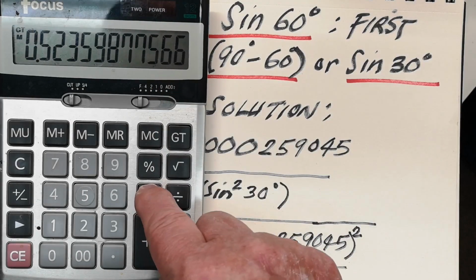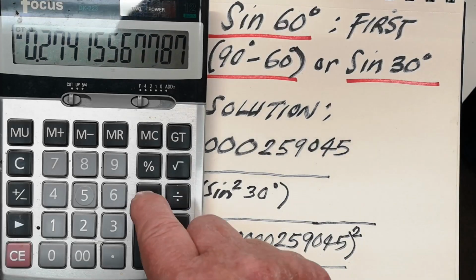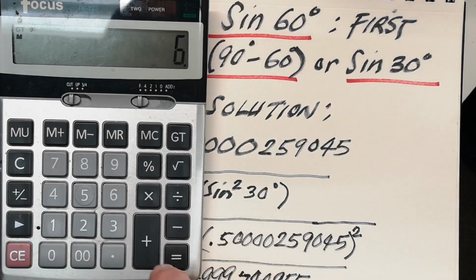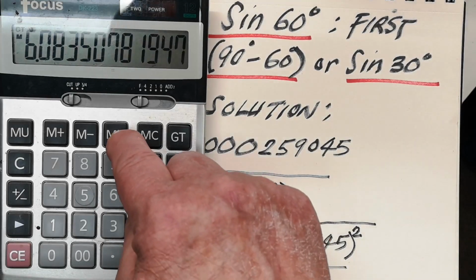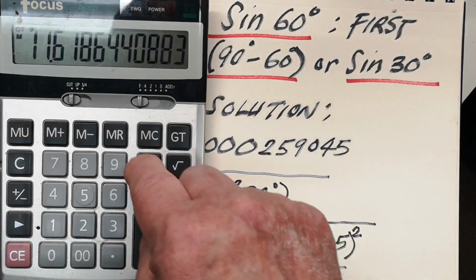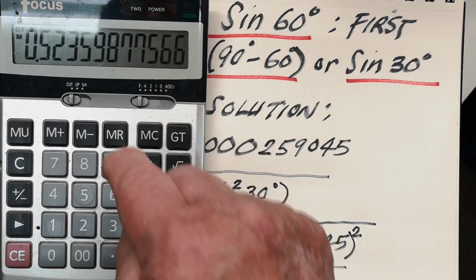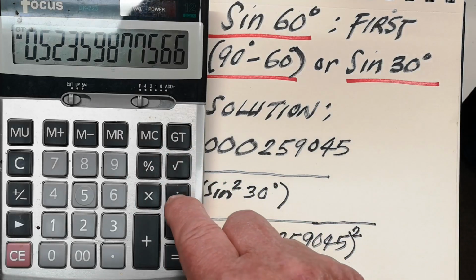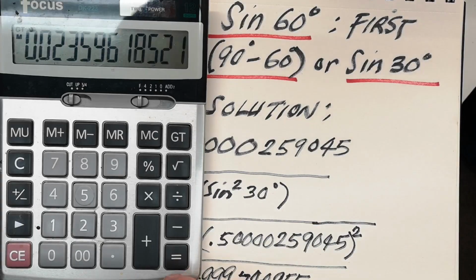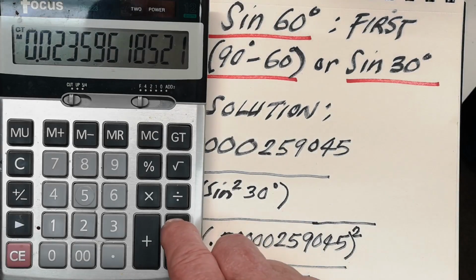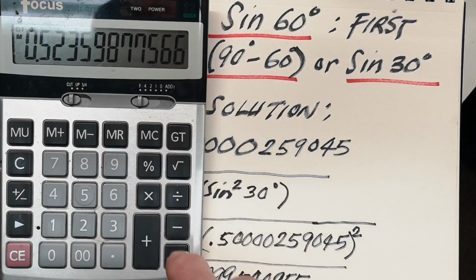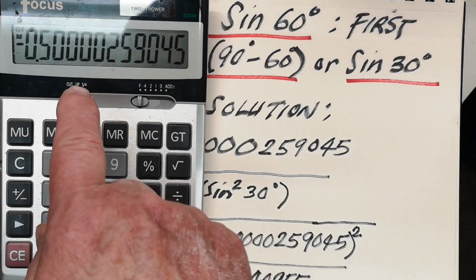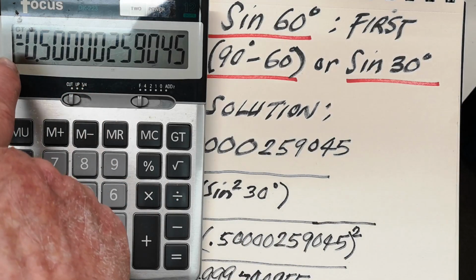Then multiply equals, that is squaring it, multiply by 0.3046, then plus 6, then divide by memory recall, divide by memory recall, divide by memory recall, and that equals the x to the cube. Then reciprocal it, divide equals, and then minus the memory recall. And that is the value of sine of 30, only the sign is negative.